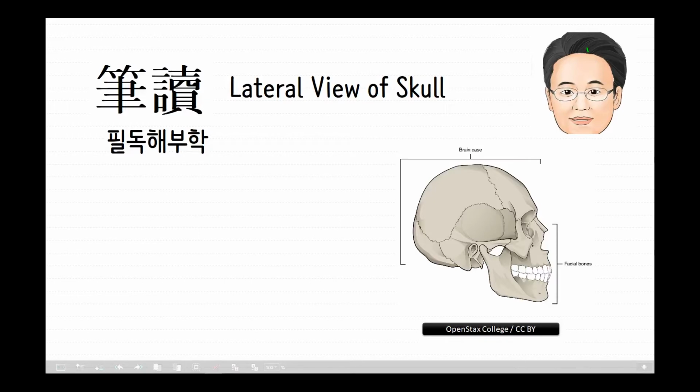Hello everyone. This video clip introduces the lateral view of the skull. The skull, viewed from the side or laterally, may be divided arbitrarily into cranial and facial portions by a line extending between the lateral projection of the frontonasal suture here and the tip of the mastoid process like this. This is a very arbitrary and rough concept.